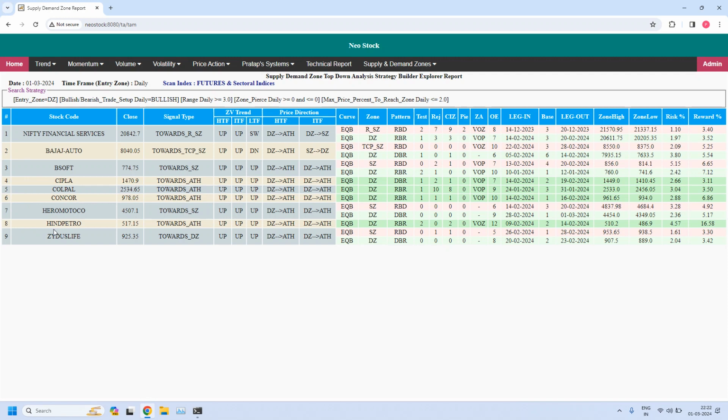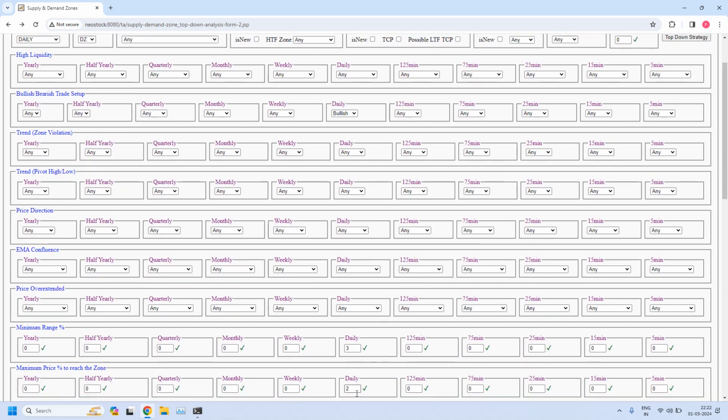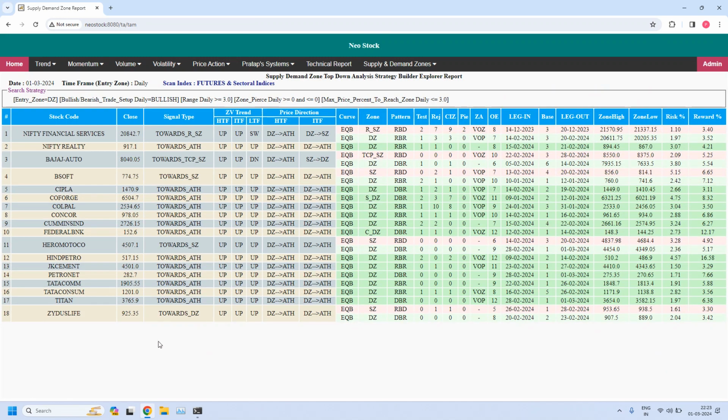Still, if you want more stocks, within 3%, let us filter how many stocks are there. This is the final report. So on daily time frame, I am changing the 2% to 3%. Within 3%, how many are there? So total 18 stocks are there.